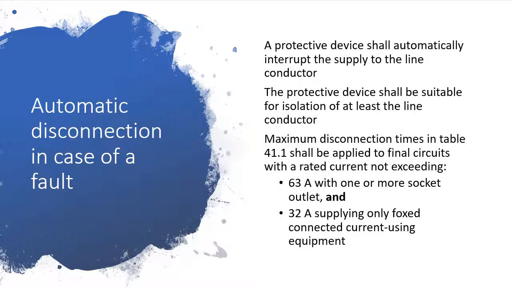Maximum disconnection times, as shown in 41.1, should be applied to final circuits. Now this has changed from previous regulations. It's now 63 amps with one or more socket outlet and 32 amps supplying only fixed connected current using equipment. So have a look at 41.1.